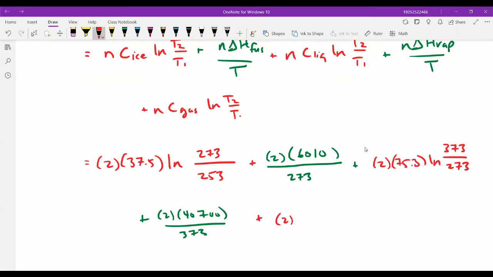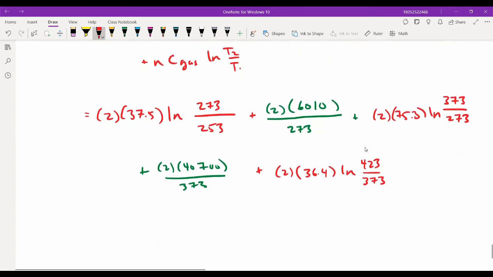And then lastly, heating up the gas, we have 2 times 36.4 times ln of 423 over 373. Okay. So that all should sum up to 324. This is going to be joules per Kelvin. Remember, entropy is kind of energy over temperature. All of these are positive, by the way, which you should be able to predict like we did in the previous video. Increasing entropy if you're heating it, increasing entropy if you're going from solid to liquid and liquid to gas. And this would be the total entropy change.